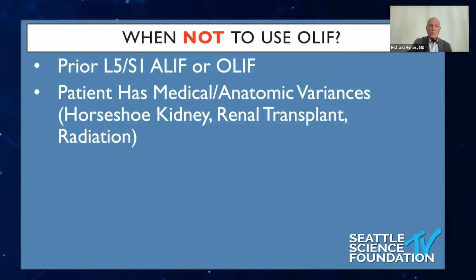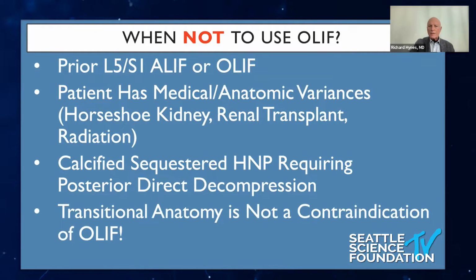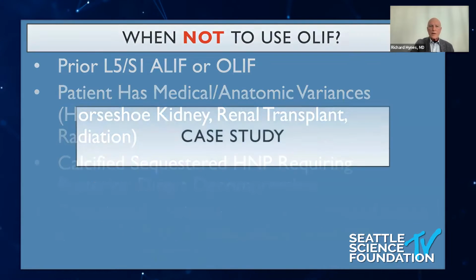Watch out for horseshoe kidney, renal transplants, radiation, the usual things that you would be unhappy with if you go anterior. If you're already posterior doing a direct decompression, there's no reason, unless you have a sagittal imbalance or coronal imbalance, to do anything but a nice TLIF at that level or other posterolateral technique. And remember, transitional anatomy is not a contraindication of OLIF at all, or any lateral or anterior surgery. Not understanding transitional anatomy is a contraindication. So we've talked about that in other talks, and we can go through that again at some point in the future if you have a question.